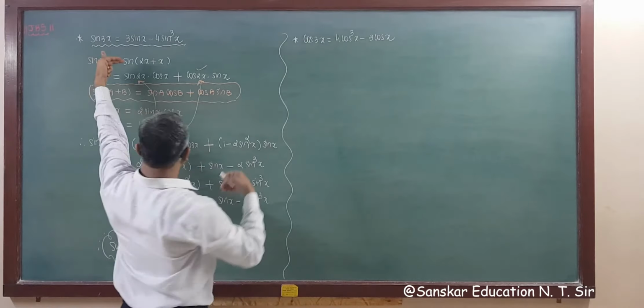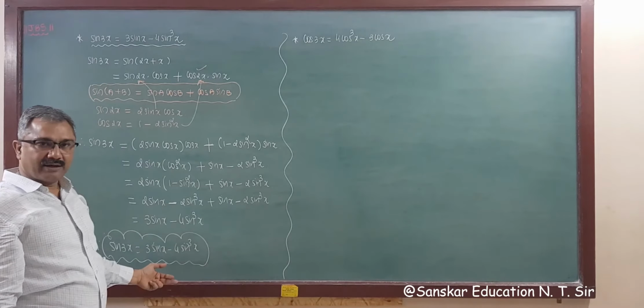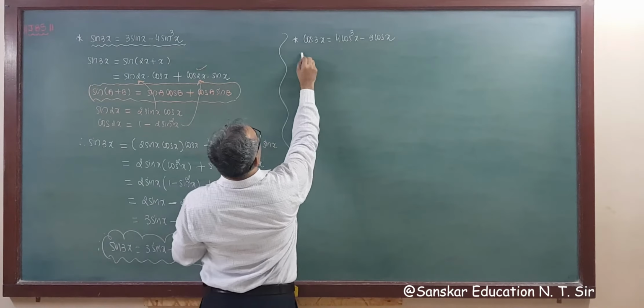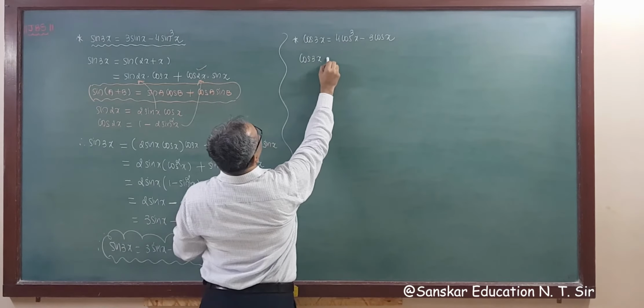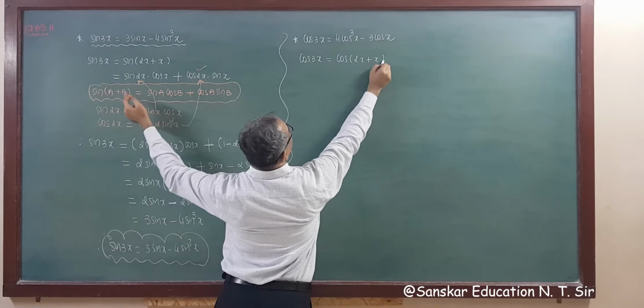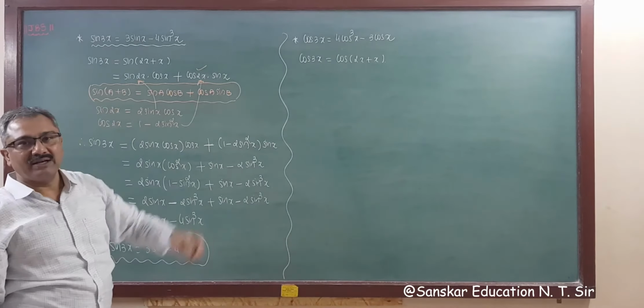So again applying the same way, but here we apply the formula for cos. So cos 3x is equal to, splitting this as cos of twice x plus x. Now the cos A plus B formula, that you know.